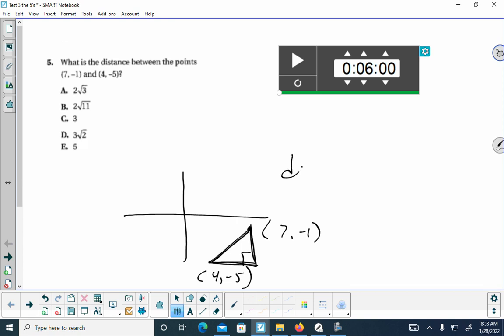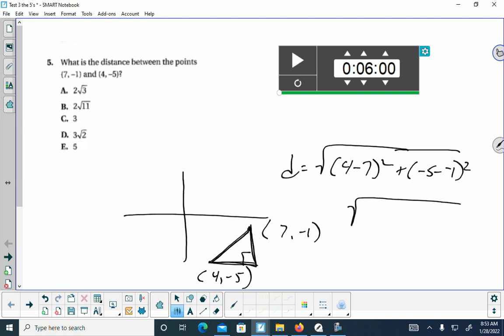So the distance is equal to the difference of the x's. So I'm going to do 4 minus 7 squared. Does not matter the order I do those in, plus -5 minus -1 squared. So I'm going to have -3 squared plus 4 squared. And that's going to end up being 5.